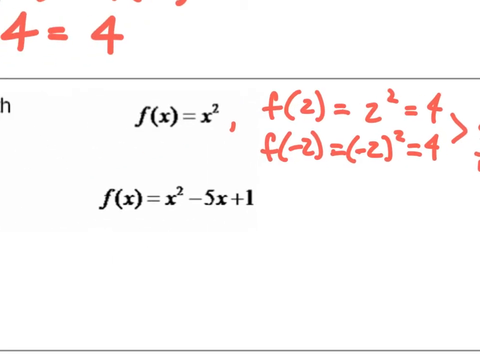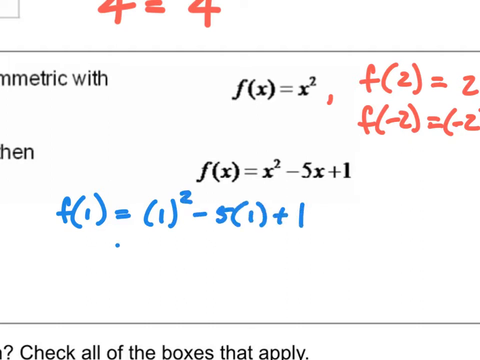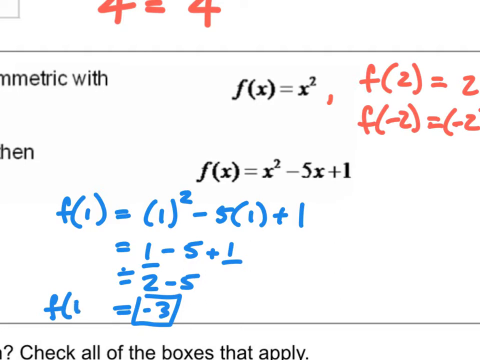If we come over here and try this one, let's find f of, say, 1 and f of negative 1. So let me find f of positive 1 over here. That means I'm going to get 1 squared minus 5 times 1 plus 1. 1 squared is just 1, minus 5, and then plus 1. 1 plus 1 is 2, so 2 minus 5 gives us a value of negative 3. So f of 1 is equal to negative 3.